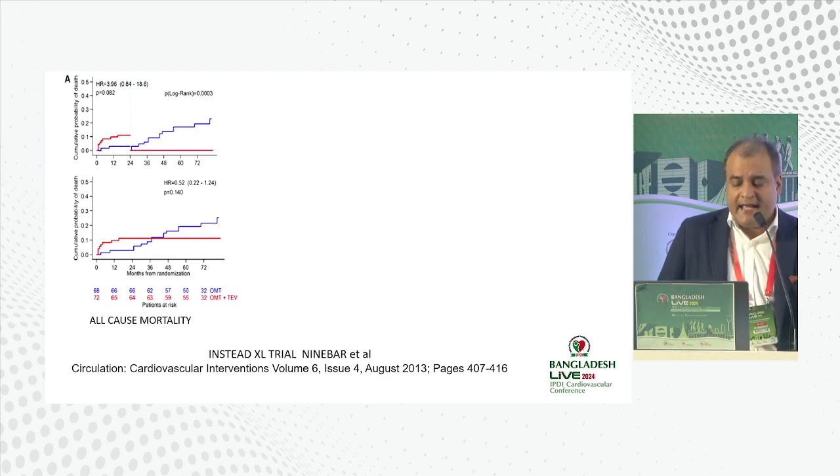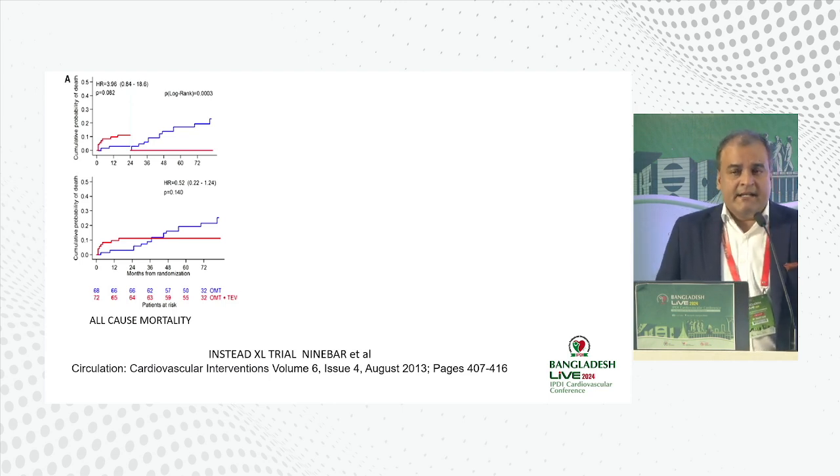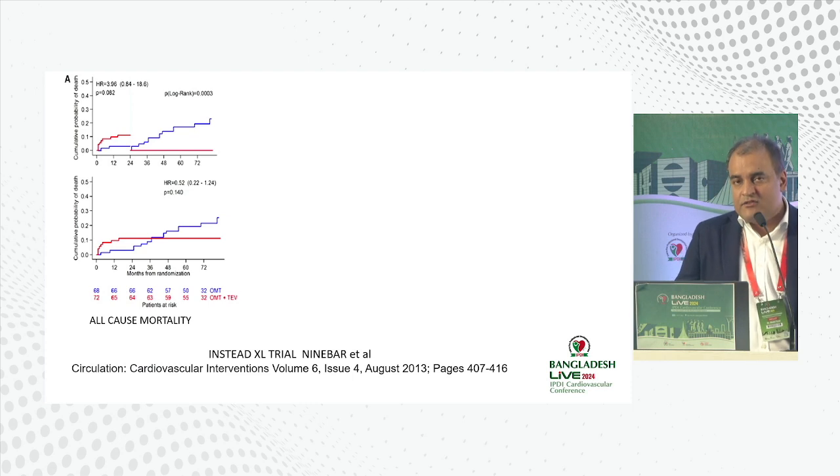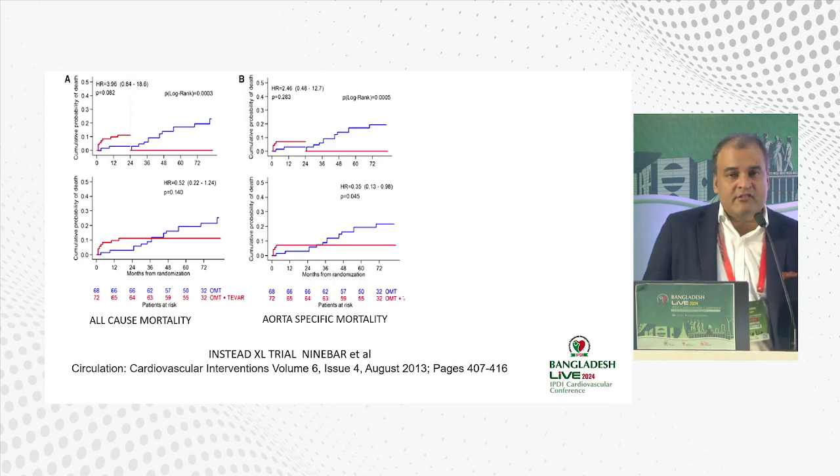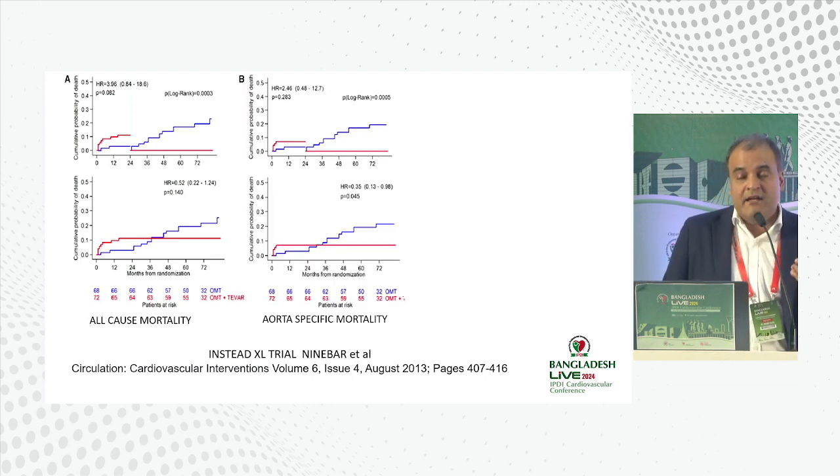the INSTEAD-XL trial, which was done by Nienaber et al., who works at Brompton. So basically, patients who came with uncomplicated type B dissection, they were divided into two groups. One group had best medical therapy, another group had TEVAR. And it was shown that there was no difference in the mortality up to 2 years. However, in those who survived up to 2 years, the mortality in the TEVAR group was lower compared to the optimal medical therapy group. And the main reason for that was the aortic-specific mortality was actually much lower in the patients who had TEVAR.